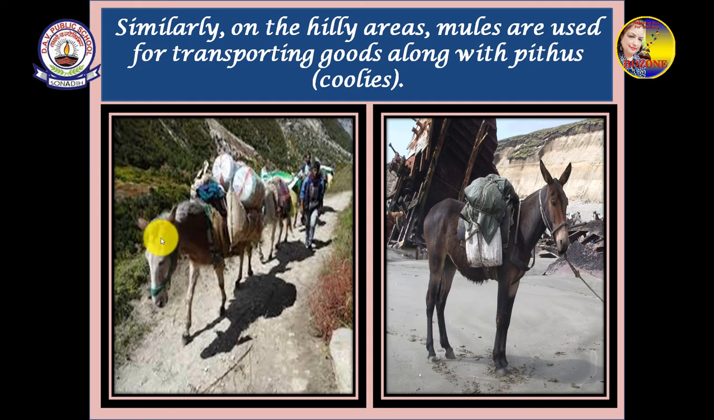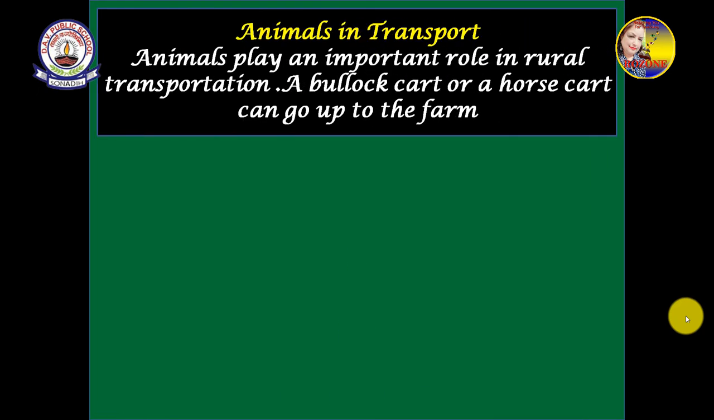Born out of a male horse and a female donkey, that is called a mule. And this mule is very strong, so that's why all the goods are put on the back of the mule, and the coolie, also known as a porter, comes behind the mule and tries to guide it where all the goods have to reach. So, animals in transport. Now, we are going to see some more animals which are used in transport system.